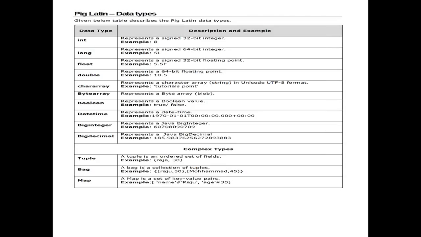Int, long, float and double are basically used for numeric data types. Whenever you are trying to get streaming data, as I have told you, Pig can be used for structured, unstructured and semi-structured data, right? In such a case, if you are interested in processing streaming data, then you need to go with the byte array. If you are interested only in processing character-based data, then you need to go with the character array. You also have Boolean data.